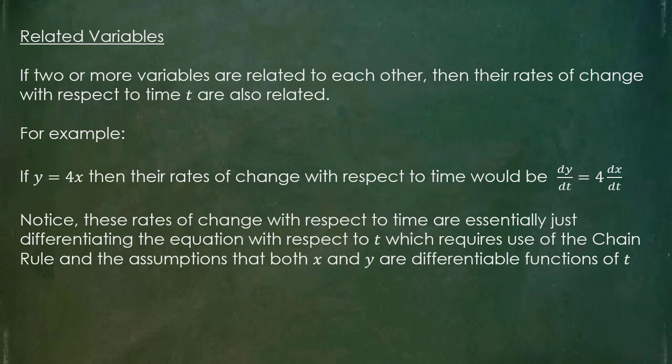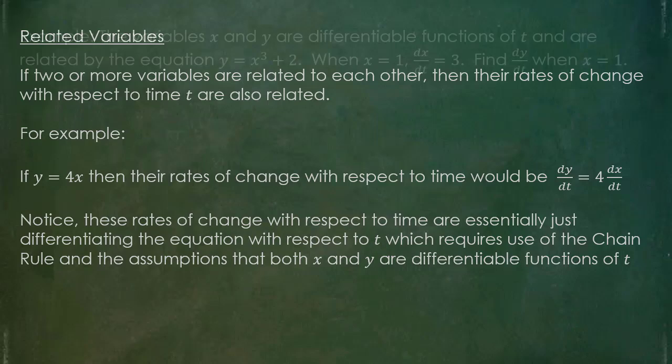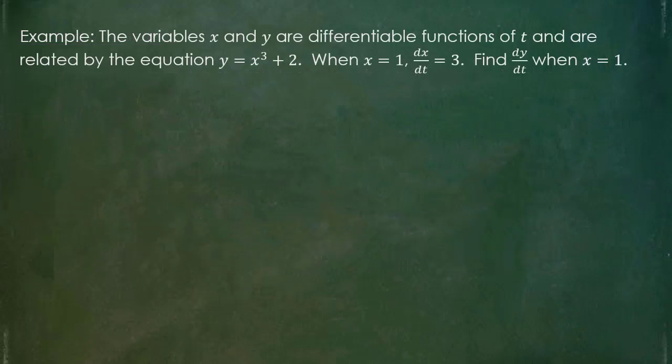And essentially what we're doing is we're just differentiating both sides of the equation with respect to t, which, if we think about how implicit differentiation works, we have to use this idea of chain rule, and then we make the assumptions that both, in this case, the x and the y are actually differentiable functions of t, which then allows us to follow the chain rule and come up with that expression dy over dt equals 4 times dx over dt. So let's go ahead and work through a quick example here.